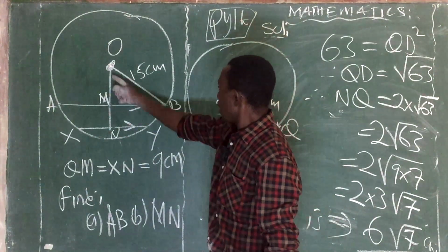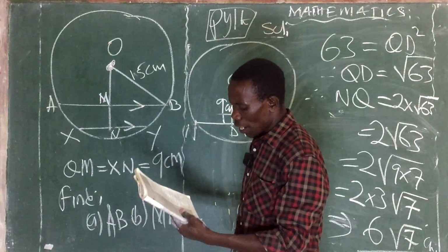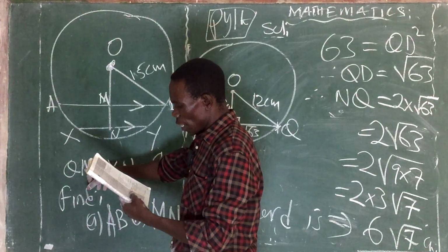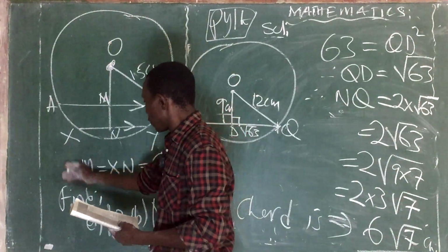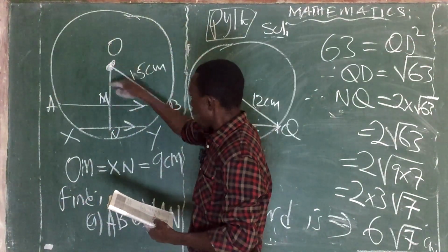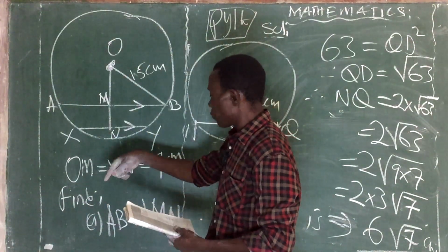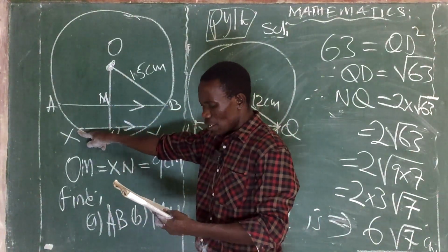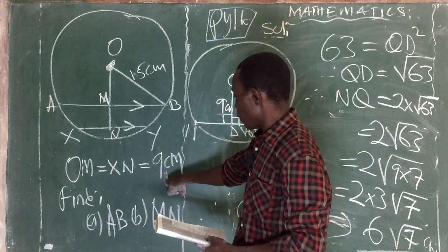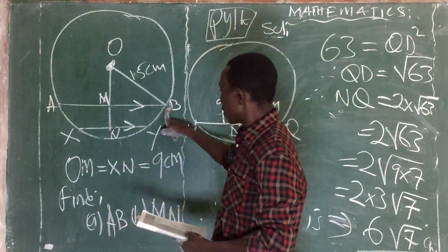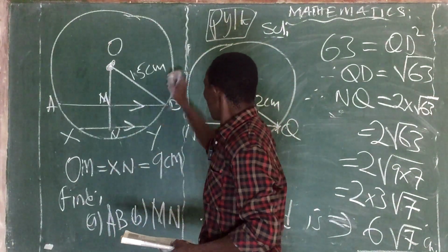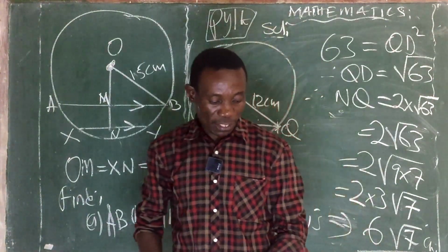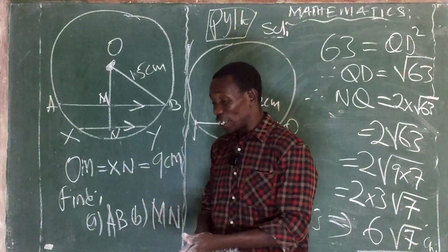So remember, this is 15 centimeters. Talk of the OM, not QM, but OM. We don't have the Q here. OM is equal to XN, or say NX, and the value of which is 9. Find AB, the longer chord, and also MN. So if you can take your time, solve those out and find the solution, then things are better and we are moving together.